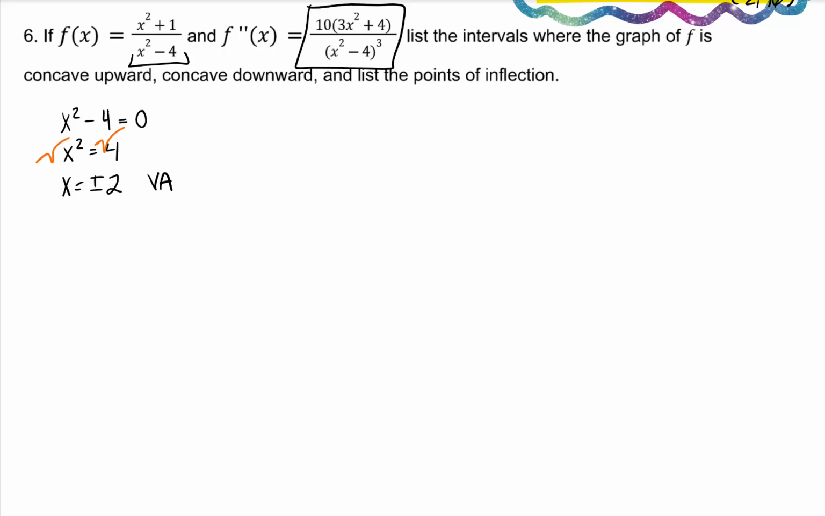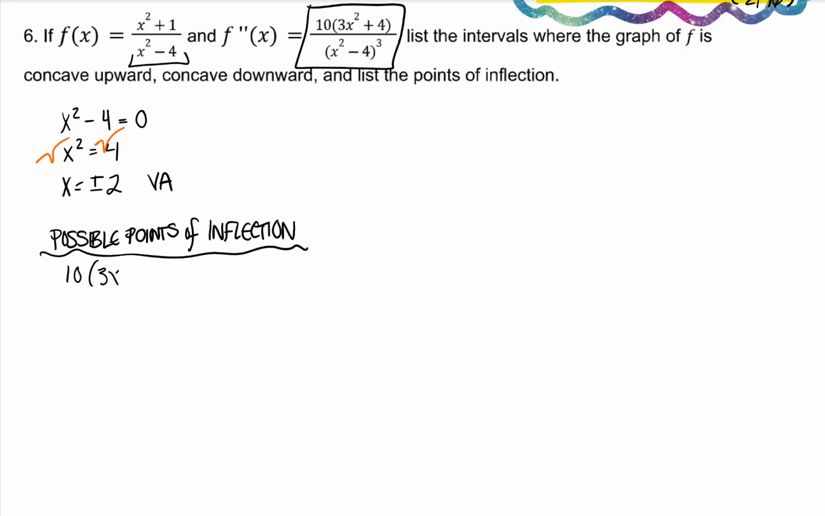They've given us the second derivative, so now we just need to find where it is equal to 0 or where it is undefined. As a rational function, f prime prime of x will be equal to 0 when the numerator is equal to 0. Where the second derivative is undefined is wherever that denominator is equal to 0.